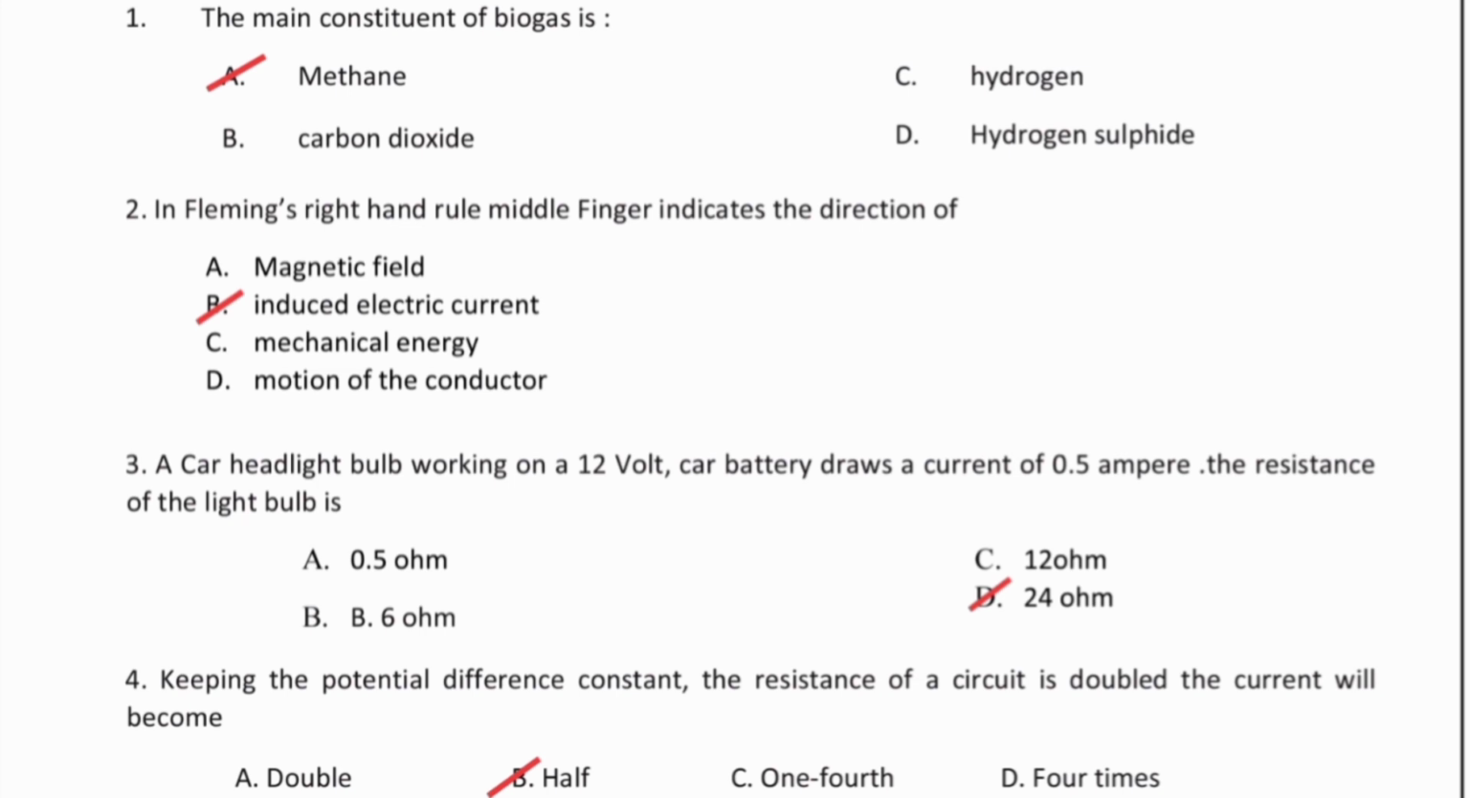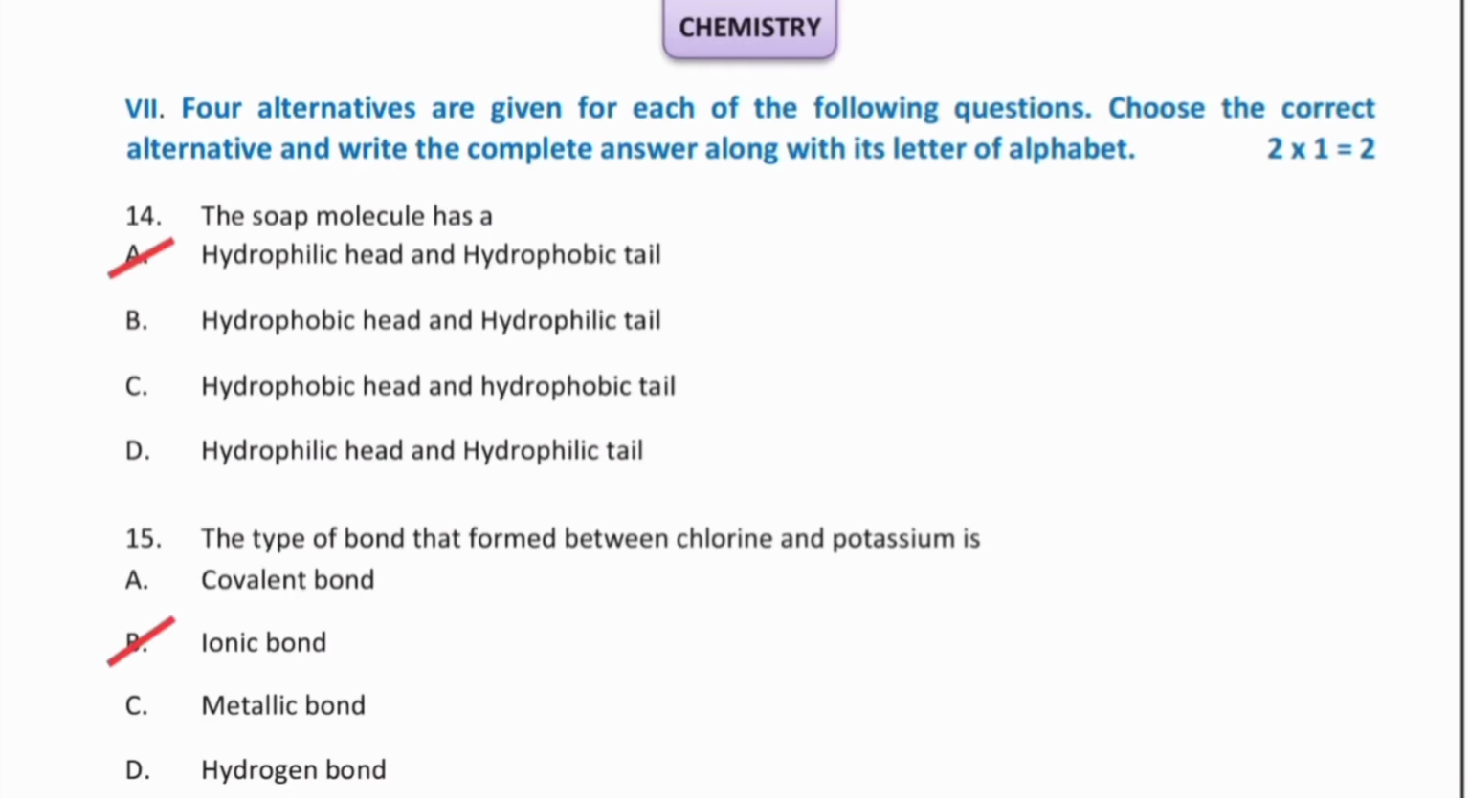Next question. A car headlight bulb working on a 12-volt car battery draws a current of 0.5 ampere. The resistance of the light bulb, using Ohm's law, V equals IR, or R equals V divided by I, we get 12 divided by 0.5, which is 24 ohms. Next question. Keeping the potential difference constant, if the resistance of a circuit is doubled, the current will become half.